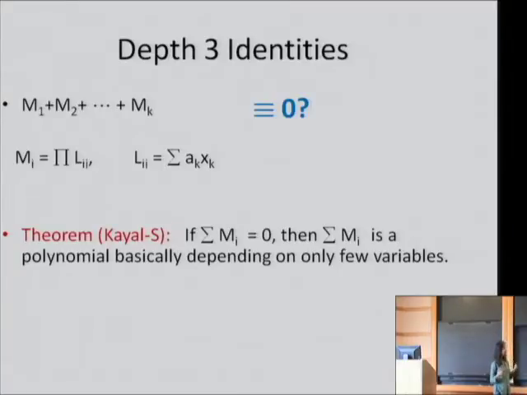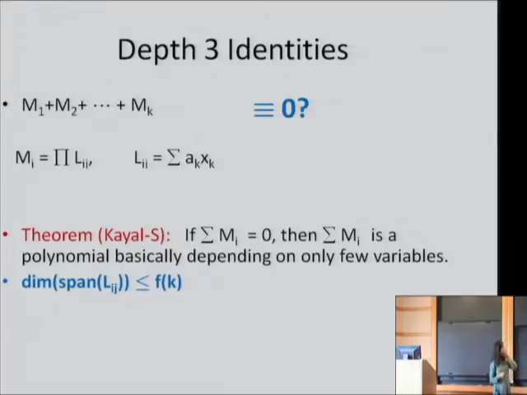And the reason there is such an efficient algorithm is that these polynomials must be actually very, very special polynomials. If you have a sum of polynomials, each of which completely factorizes, and the sum is actually identically 0, then we show that basically this polynomial must be a polynomial only in very few variables, only in constantly many variables.